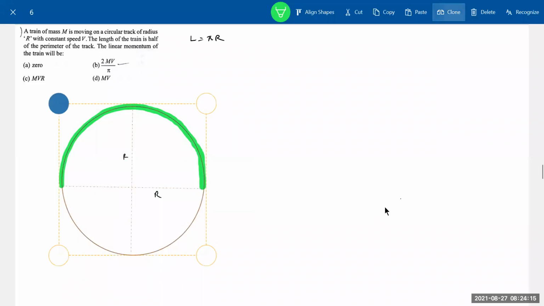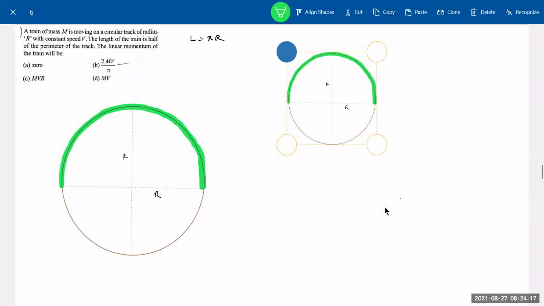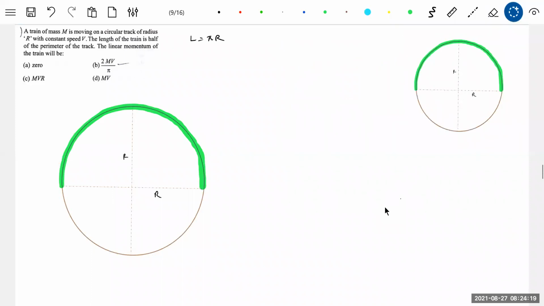Diagram. There's a rough diagram of what is actually going on. So every point here, this point will have speed v. How the speeds are directed. Okay, these are the speeds of the train directed, no? So different points will have different velocity here.